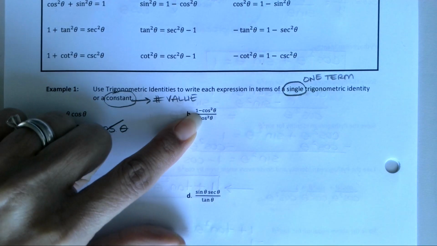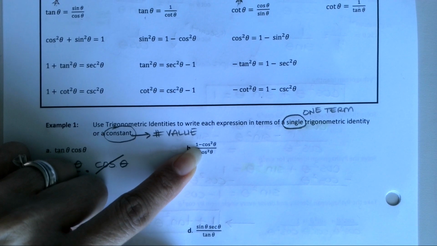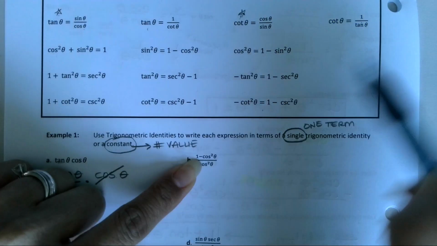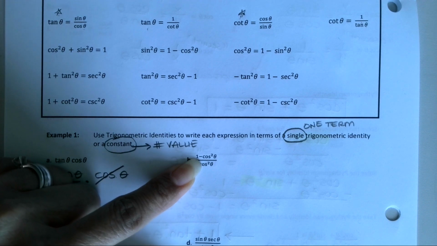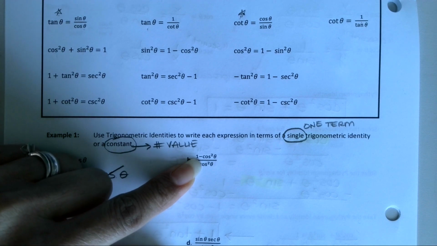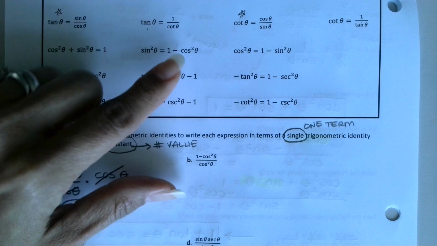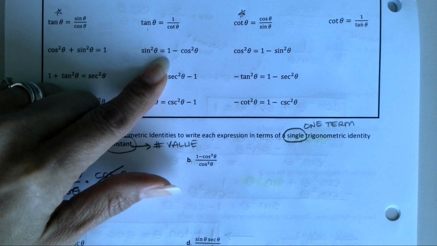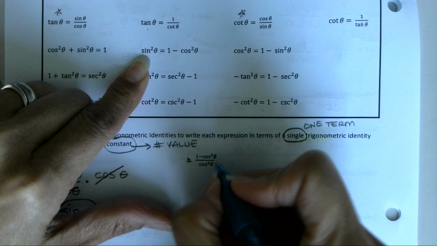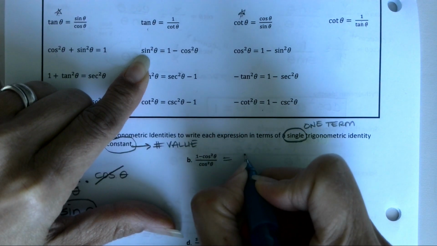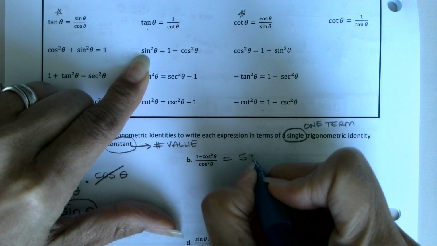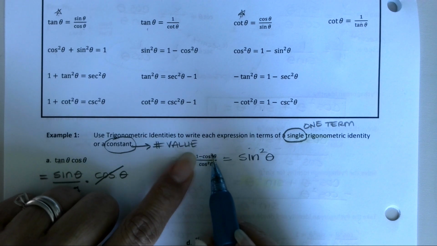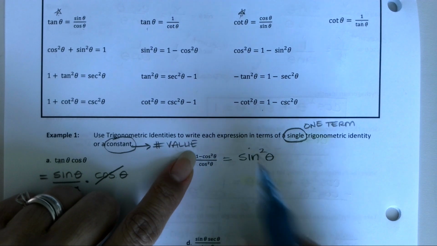The numerator is 1 minus cosine squared. Go upstairs and find 1 minus cosine squared up here. And if you find it, tell me what it is. All right, so right over here, Sammy found 1 minus cosine squared is equal to, or the same as, sine squared. So I'm going to come over here and replace 1 minus cosine squared with sine squared. Why? Because I'm trying to get a single term. So if I have two terms here, 1 minus cosine squared, now I converted it into one term. That's a lot better.